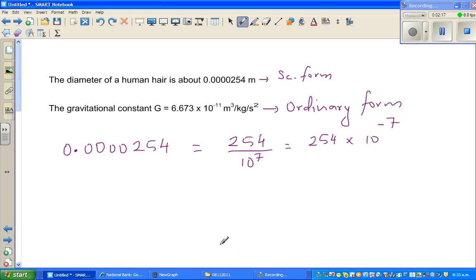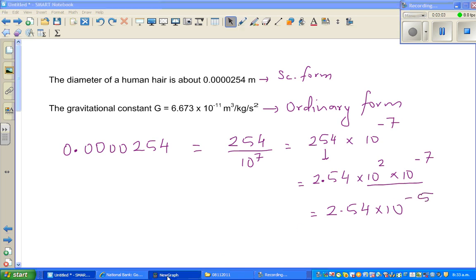Now this you want to change into a number between 1 and 10. So this is nothing but 2.54. If I make this, how many times smaller has it become? It has become 100 times smaller. You get me? 2.54 times 100 will give you 254. So you have to multiply by 10 to the power 2, which is 100, times 10 to the power negative 7, and you can simplify this to 2.54 times 10 to the power negative 5.